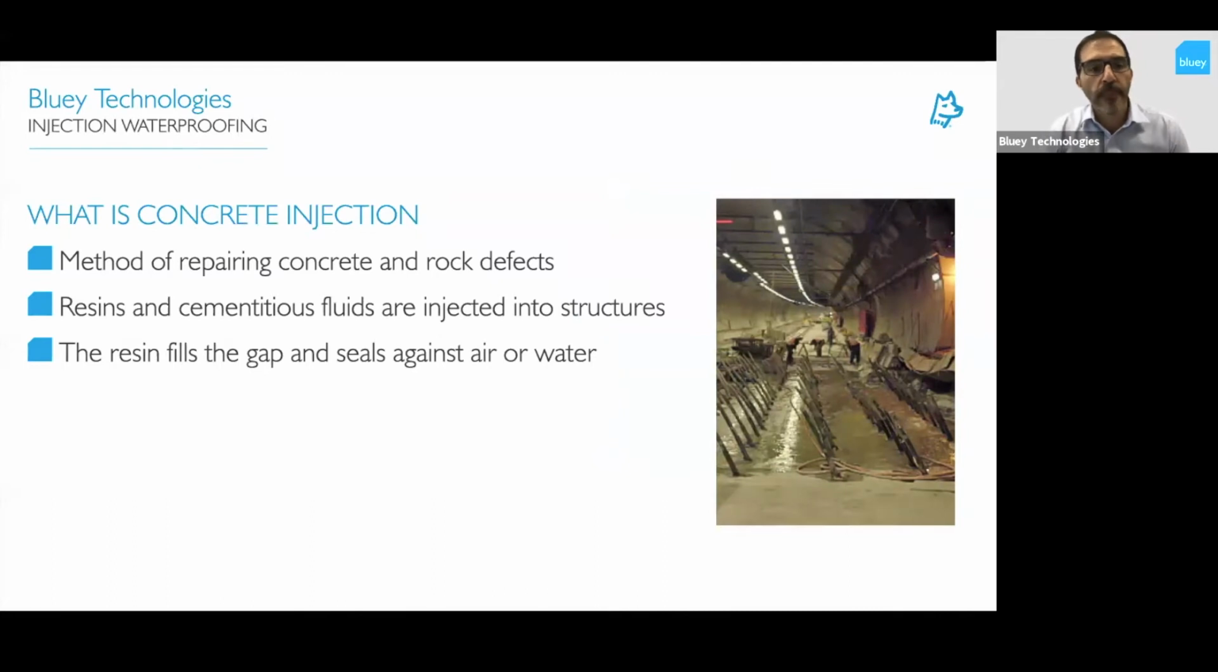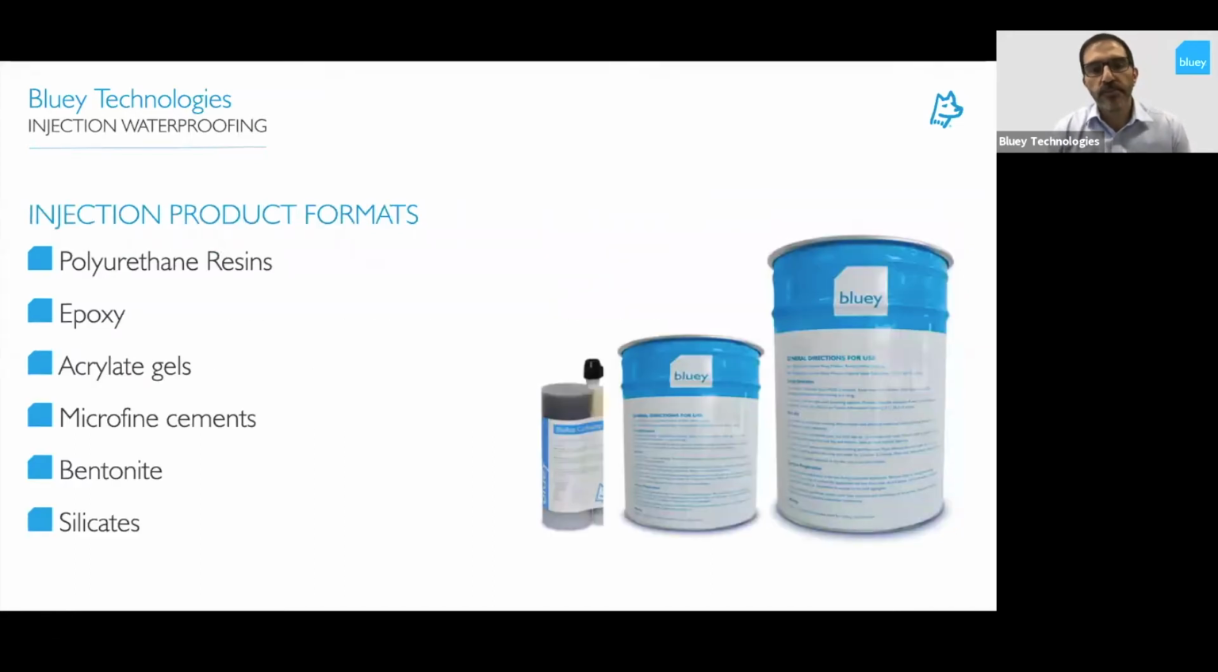So hop on in. Getting started, what is concrete injection? It's a method of repairing concrete and rock defects. We can use resins and cement fluids and inject them into structures, and we can fill those gaps and then seal against air or water. The types of products that we might inject include polyurethane resins, epoxies, acrylate gels, microfine cements, bentonite and silicates, just to name a few.